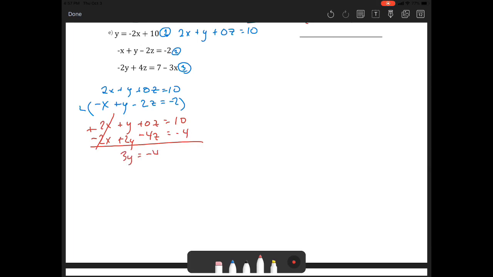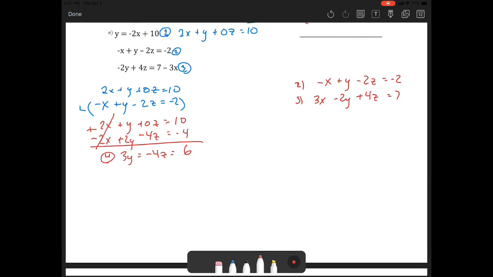My x's will cancel. I'll get 3y minus 4z equals 6. And that's my fourth equation. So then I'm going to do my second and my third equation. So I'm going to have negative x plus y minus 2z equals negative 2. Then I have negative, once I rearrange this it's actually going to be 3x minus 2y plus 4z equals 7.